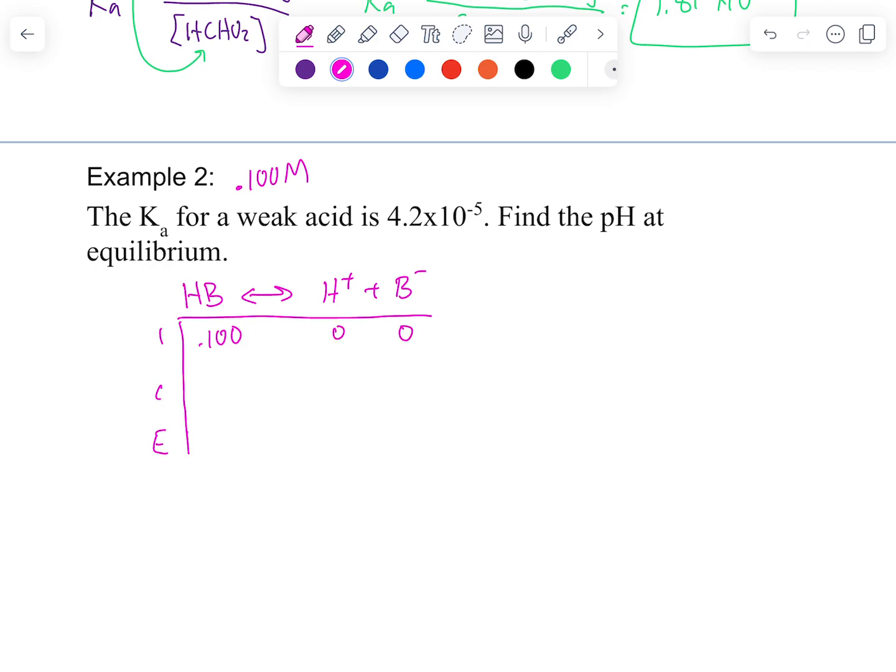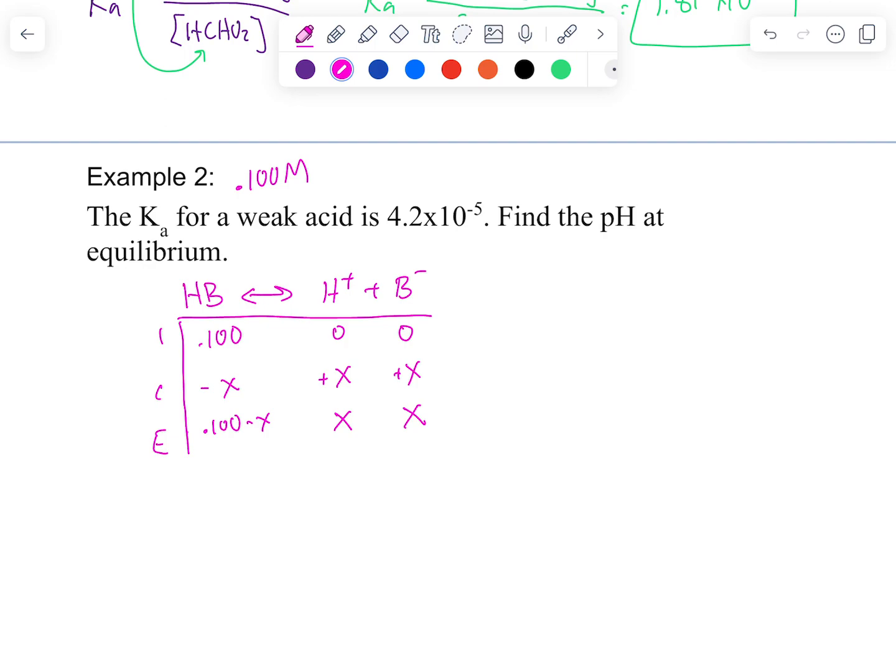Okay. Now, in a problem like this, we don't know how much product is going to be made, but that's okay. We just use a placeholder for now. We just call it X, X. If the product side is increasing by X and there's a 1-to-1 ratio between the products and the reactants, that means the reactants are decreasing by X. And so those are what I have for equilibrium values.